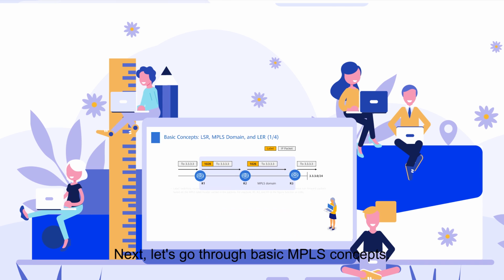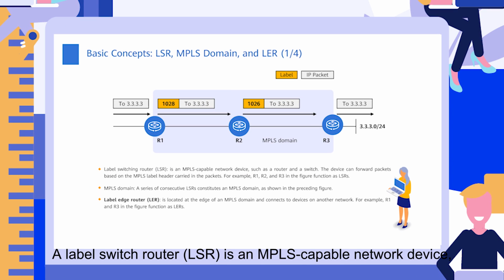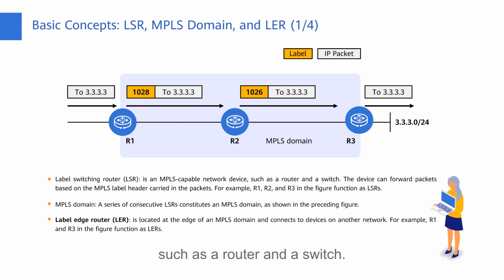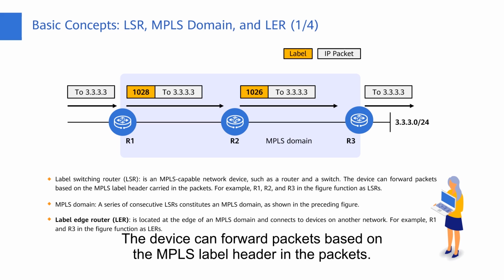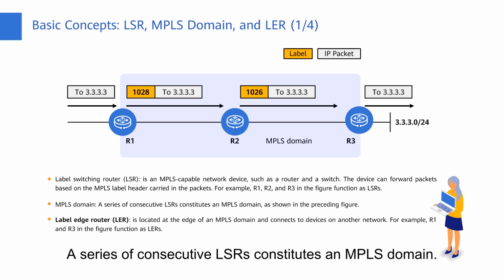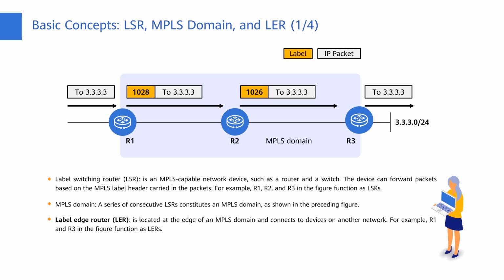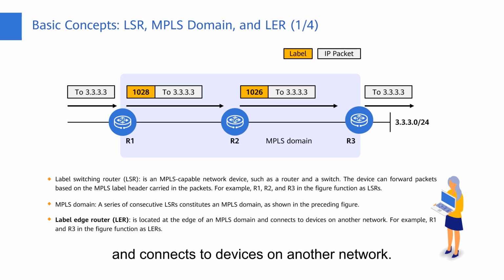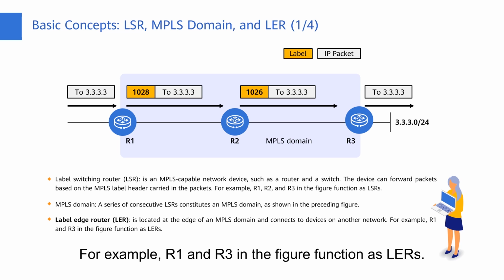Next, let's go through basic MPLS concepts. A label switch router, LSR, is an MPLS-capable network device, such as a router and a switch. The device can forward packets based on the MPLS label header in the packets. A series of consecutive LSRs constitutes an MPLS domain. A label edge router, LER, is located at the edge of an MPLS domain and connects to devices on another network. For example, R1 and R3 in this figure function as LERs.